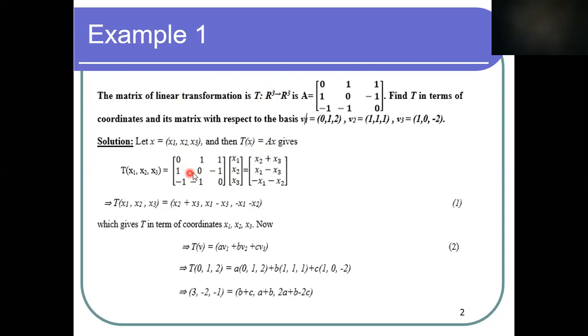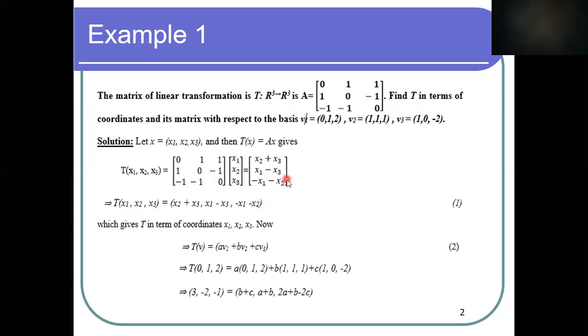When I multiply, I will get a 3 by 1 column, because my range is also a 3 by 1 column vector. So the first coordinate is x1 plus x2, the second coordinate of this transformation is x1 minus x2, and the third coordinate is as shown. So it can be written as T of x1, x2, x3 like this. The first coordinate is written here, the second coordinate here, and the third coordinate here. So we have solved the first part of this question, finding T in terms of coordinates.